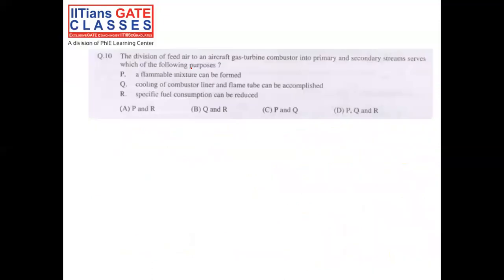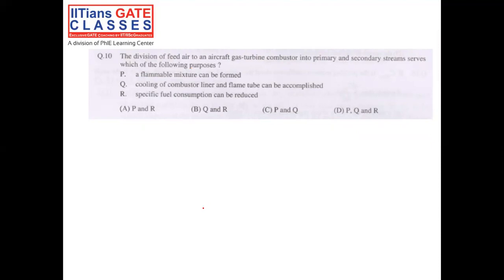Next question. The division of feed air to an aircraft gas turbine combustor into primary and secondary streams serves which of the following purposes? A flammable mixture can be formed, cooling of combustor liner and flame tube can be accomplished, specific fuel consumption can be reduced.